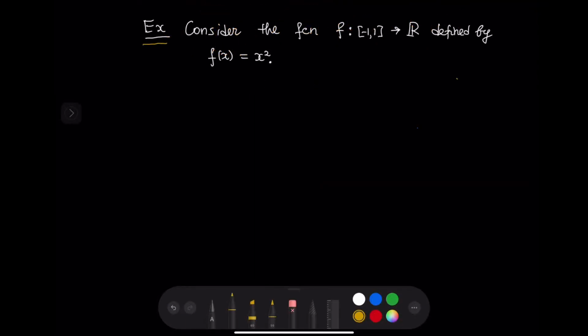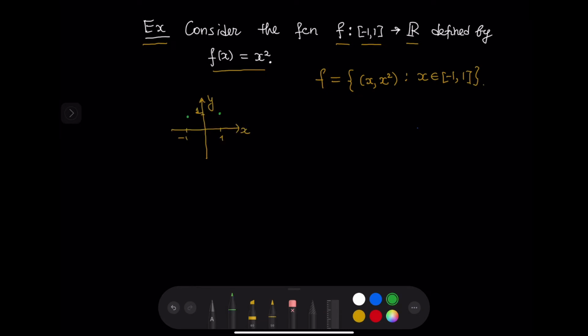So for example, we can consider the function f from the interval -1, 1 into R, defined by the formula f of x equals x squared. So f can be written as the relation of all of the ordered pairs (x, x squared), where x is a number from the interval -1, 1. And we can plot this function on the plane R squared as follows. It's going to be a segment of the parabola. All of the points on this portion of the parabola belong to the relation.